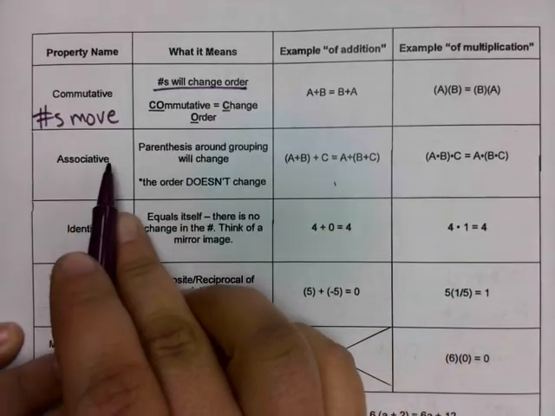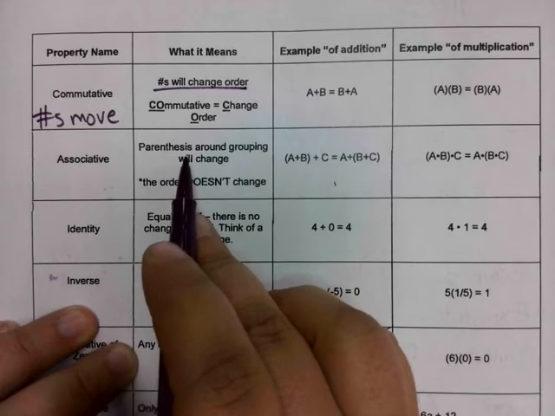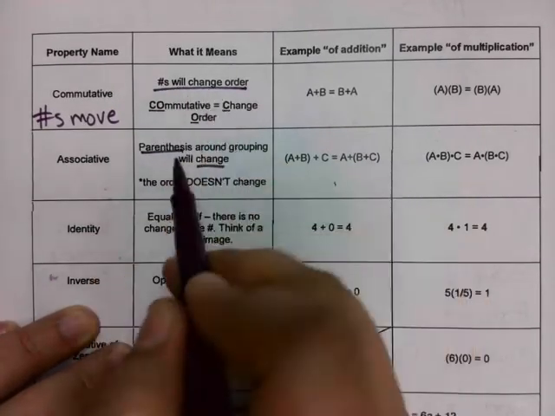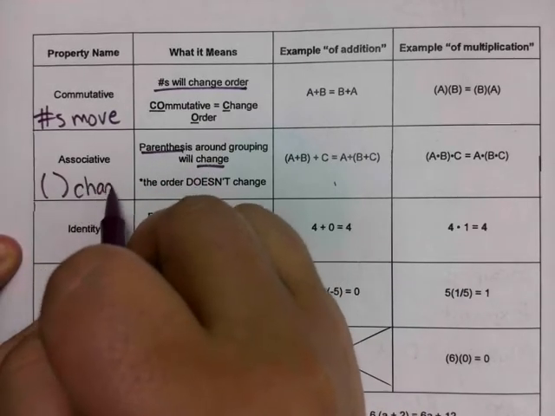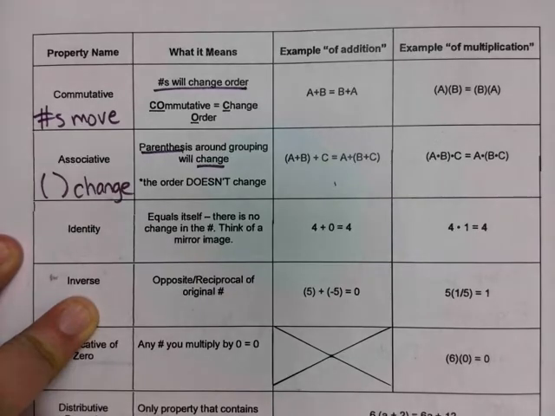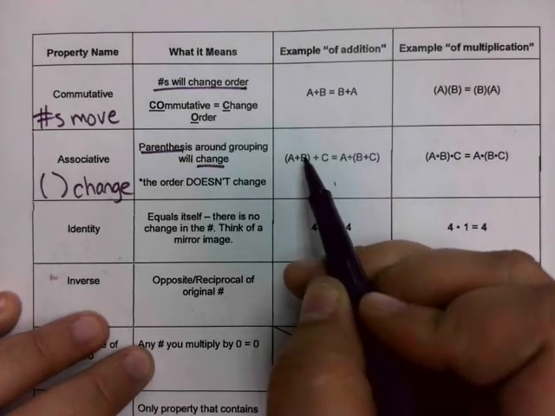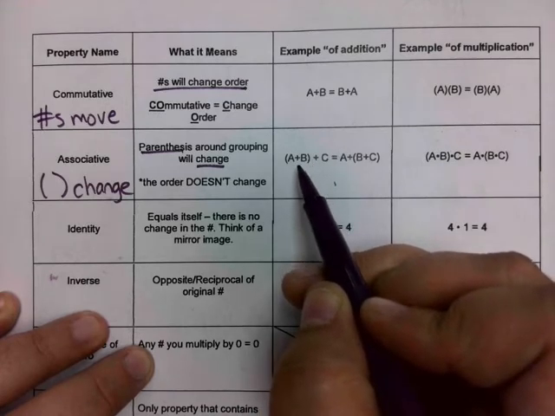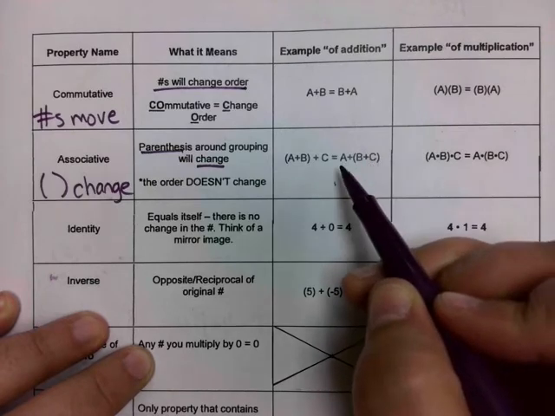All right, associative property says parentheses around groupings will change. Up here, the numbers changed order, but here the parentheses are going to change. So you can see here, again, they just use variables, they don't use numbers, but with A plus B plus C, if we were to group A and B, we would get the same answer if we just decided to group B and C instead and then add A.